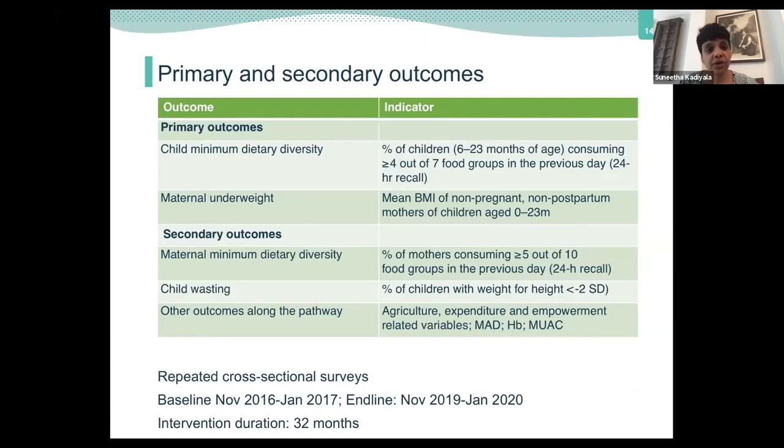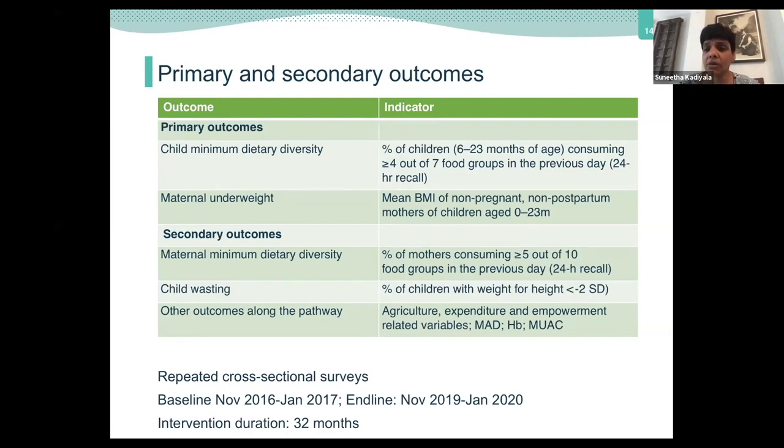Our primary outcomes were child minimum dietary diversity, which is now a well-recognized and widely used indicator: the proportion of children consuming more than 4 out of 7 food groups in the previous day, using a 24-hour recall. Maternal underweight, measured as the mean BMI of non-pregnant, non-postpartum women of children aged 0 to 23 months. Maternal minimum dietary diversity, again using a 24-hour recall, which is the proportion of mothers consuming 5 out of 10 food groups. And child wasting, which is the proportion of children with weight for height below minus 2 standard deviations.